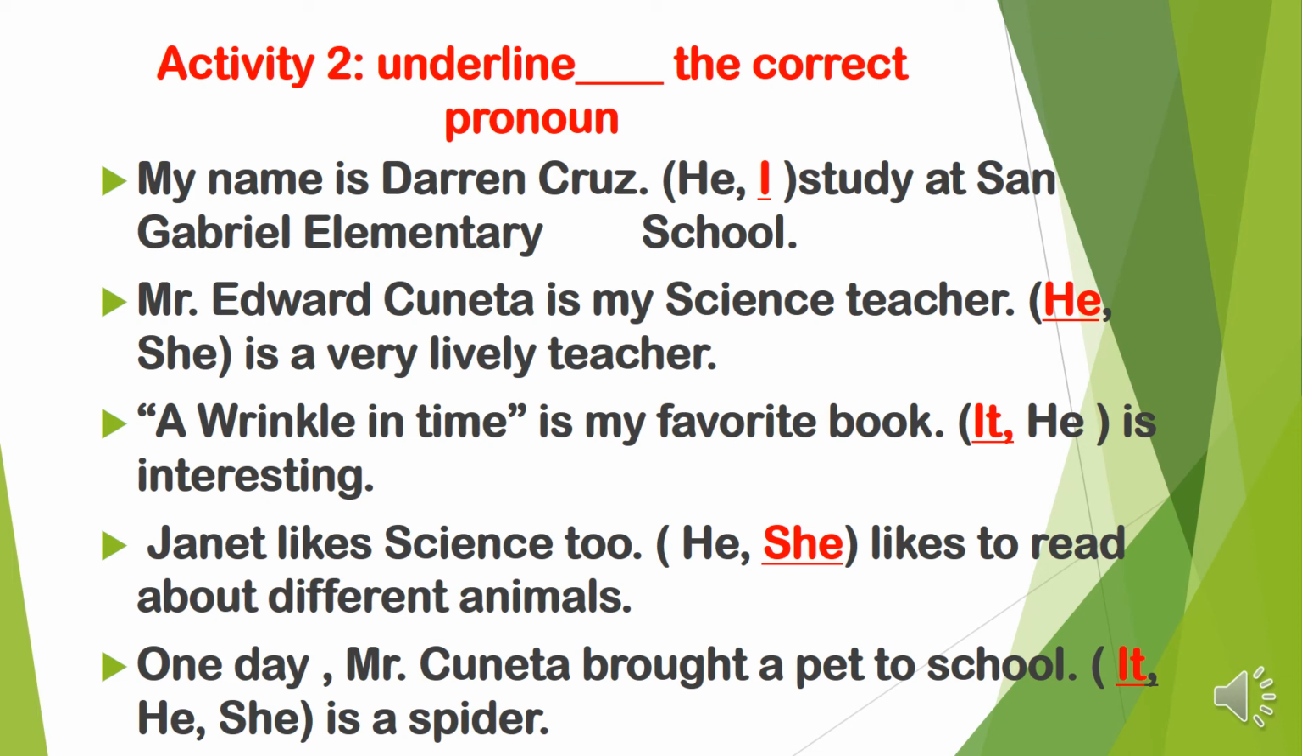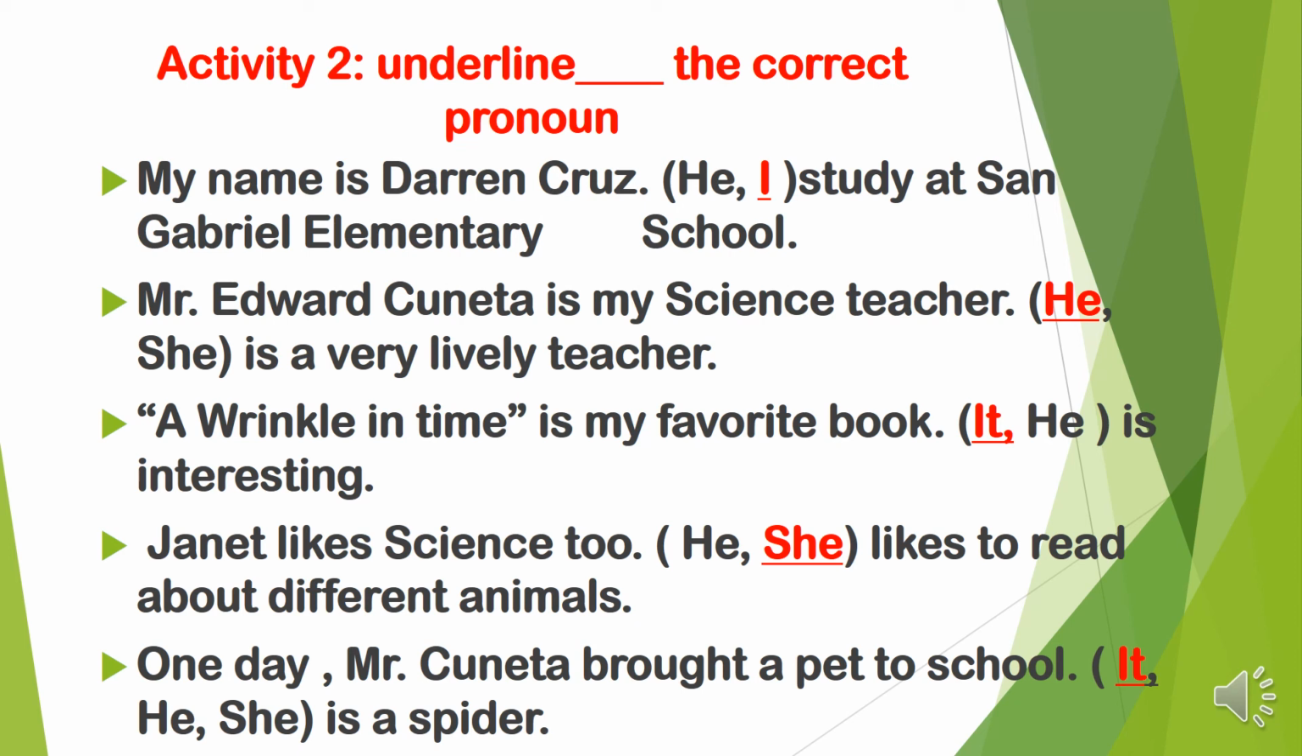Janet likes science too. She likes to read about different animals. We choose she because we know, class, that Janet is a girl. So instead of Janet, we use in place of that noun, she. She likes to read about different animals.